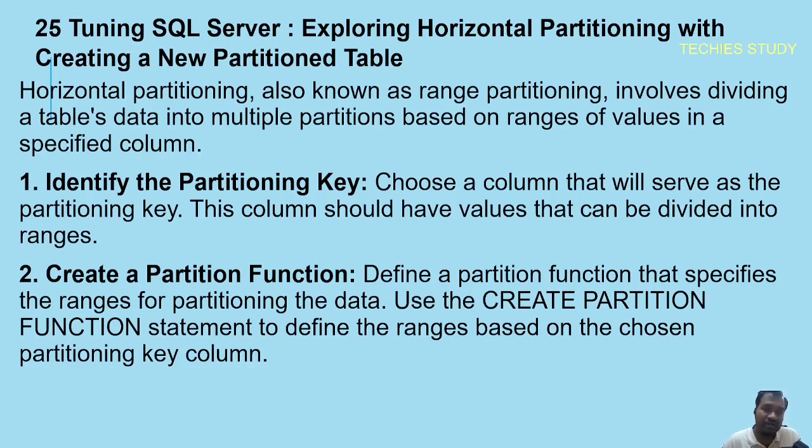Horizontal partitioning, also known as range partitioning, involves dividing a table's data into multiple partitions based on ranges of values in a specified column. So we need to specify the column in a table; here we are using a date column. Based upon 10 years of data, we are going to create year-wise partitions, and by using those partitions we will create a new partition table.